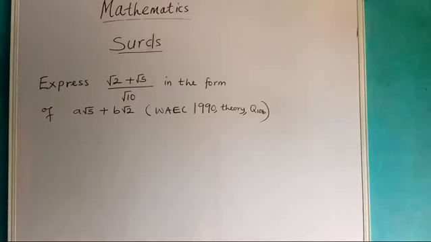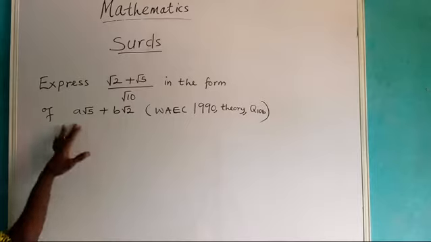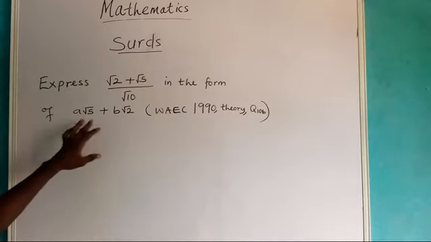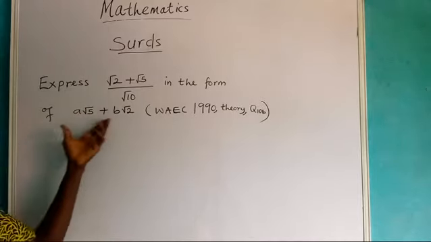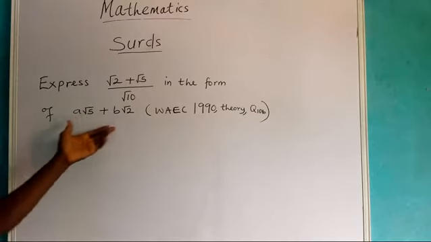Okay, I want to solve this very question, WAEC 1990, theory question 10b. Don't forget, over time I'll be solving JAMB questions, and now I want to move from JAMB questions to WAEC questions. We're asked to leave our answer in this very form, meaning at the end of the solution, our answer will be in this very form.